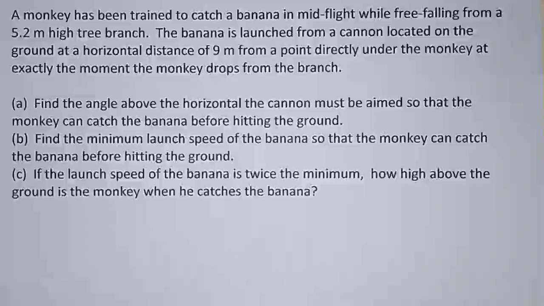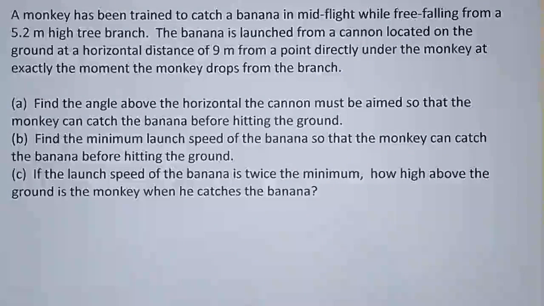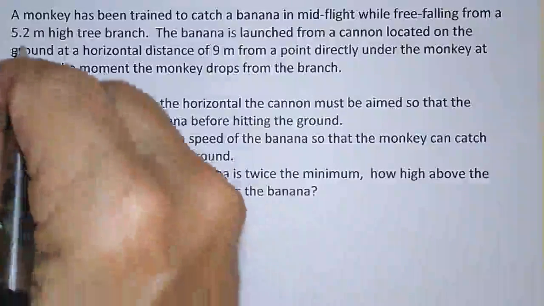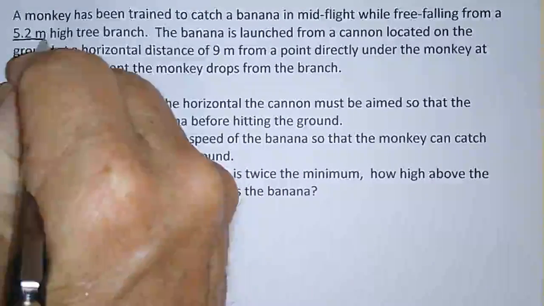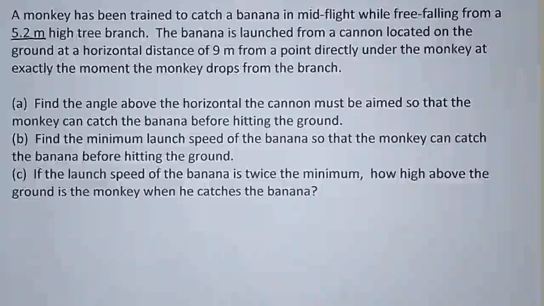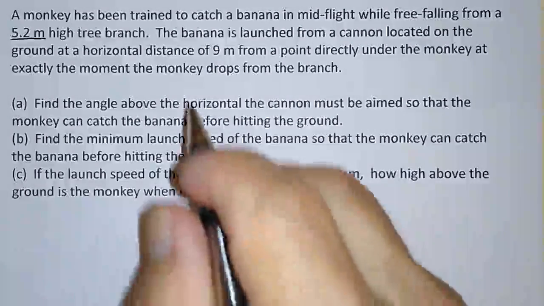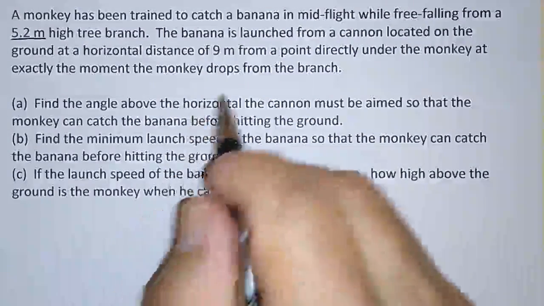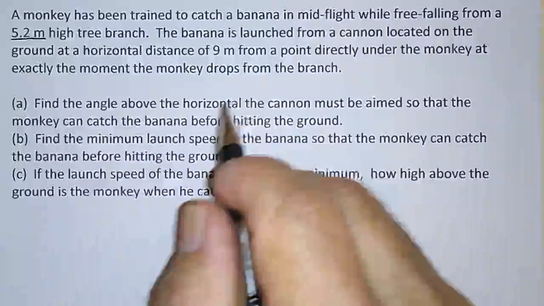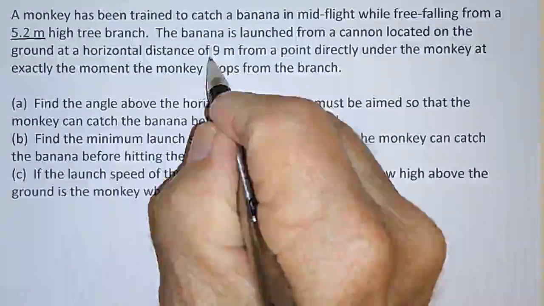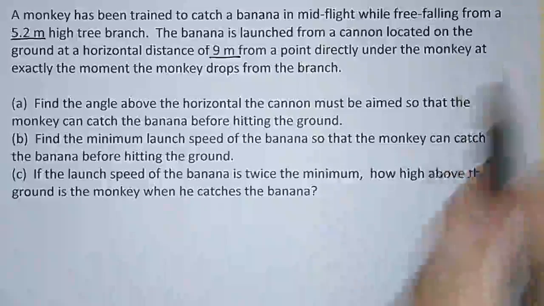Okay, the way to set this up, first of all, let's take note of the information that we're given. The height of the tree is 5.2 meters. And the distance of the cannon from the tree, or the branch, directly measured underneath the monkey, is 9 meters from a point directly under the monkey.